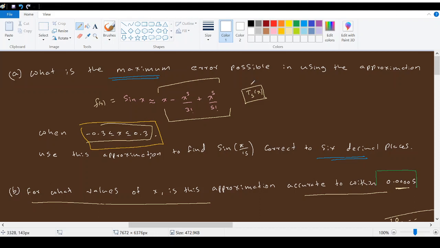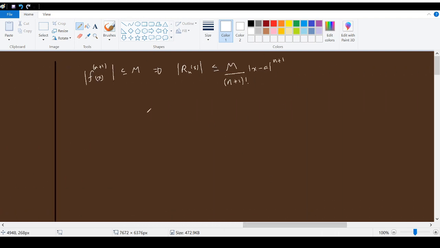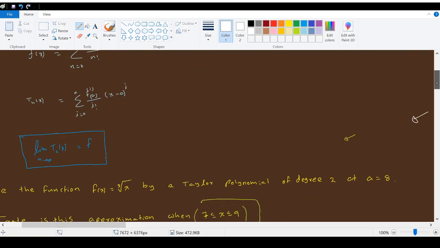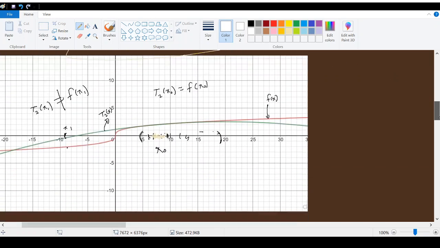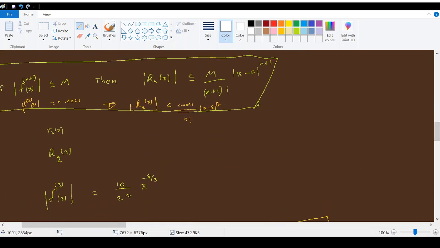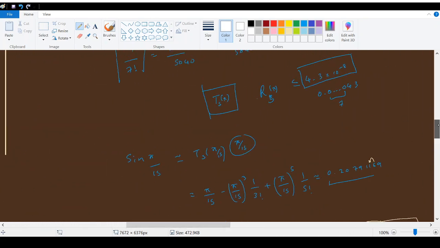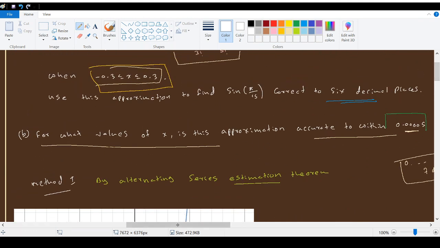Now for this same question that I discussed in the previous video, what if we use this relationship? Remember, we used this relationship in the very first problem that I discussed in this section, right? For this problem, we use that inequality relationship, this one. And for the second problem, first I use the alternating series approximation theorem.